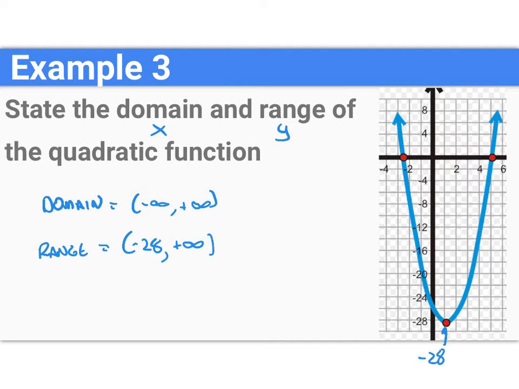Now, if this was a downward facing graph, then the vertex would be the highest point on your graph, and it would be at the top of your range.